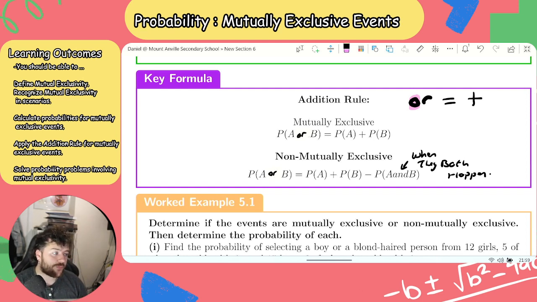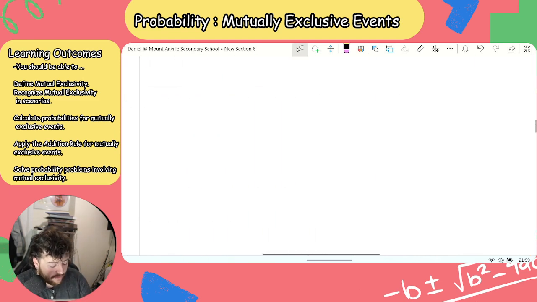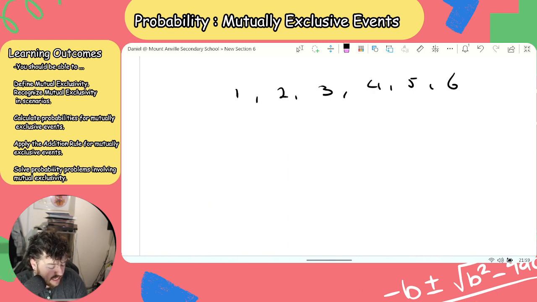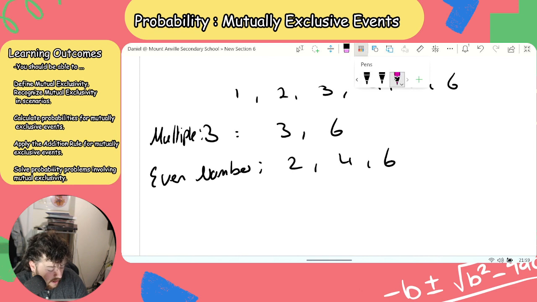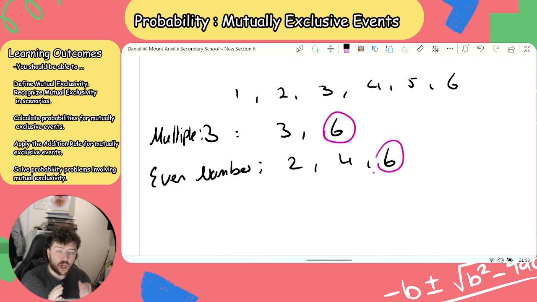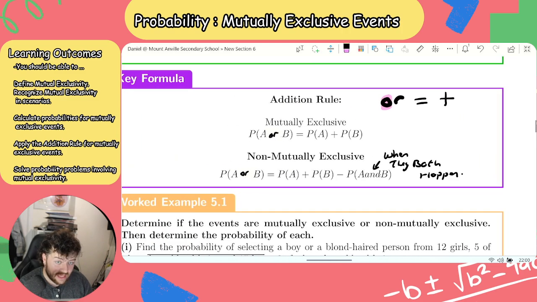So I can roll an even number and a multiple of 3, right? For example, if I were to roll a dice, I can get 1, 2, 3, 4, 5, 6. A multiple of 3 is 3 and 6. Then if I want an even number, 2, 4, 6. If you notice here, they both have a 6 in common. So I can get a multiple of 3 and an even number. So they are non-mutually exclusive events, and that's when we use this formula here.